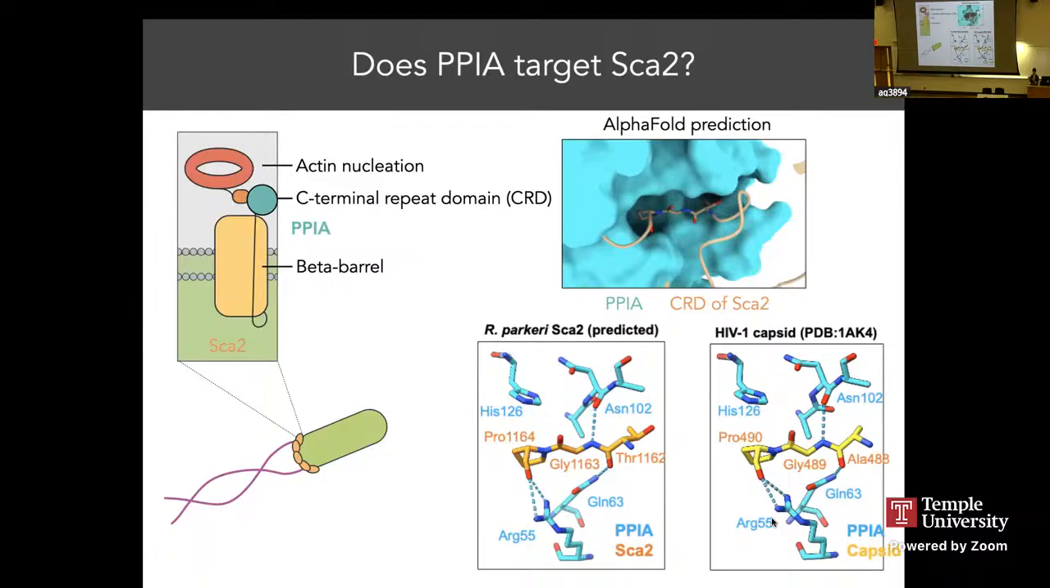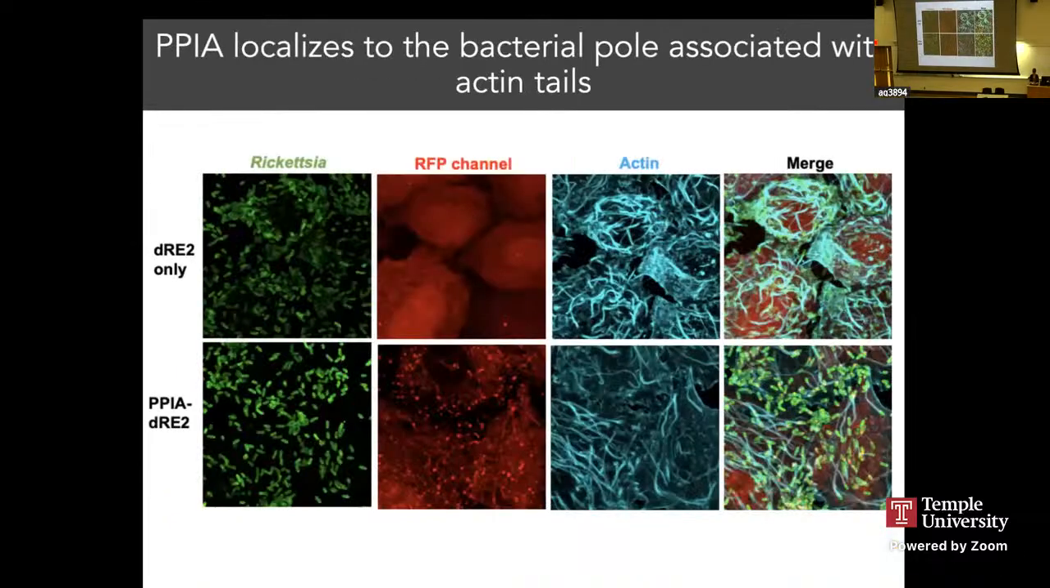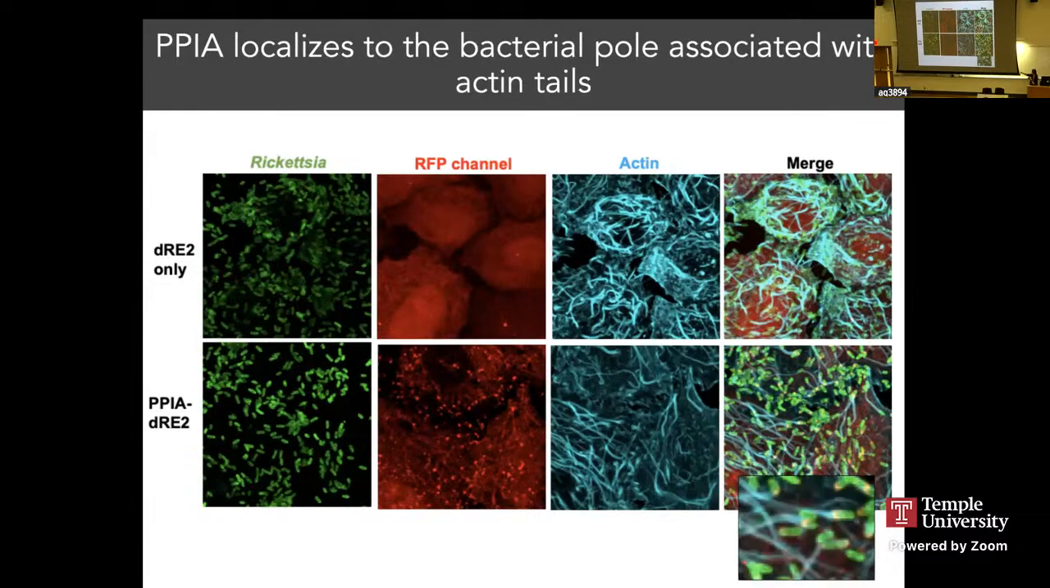And so we wondered whether or not this protein PPIA was localized to the bacterial pole and actually directly interacting with SCA2, which would be what AlphaFold is predicting here. And so Brandon went and looked at the localization of these proteins. He first did DS-RED on the top row. So this is sort of our control. You can see it's just everywhere. But when he looked at PPIA fused to DS-RED, you can see a lot of these little puncta. And if you zoom in on the far right, hopefully you can see a lot of those puncta are at the pole of the bacterium that are associated with the actin tail. So it looks like it is actually getting recruited to this site.